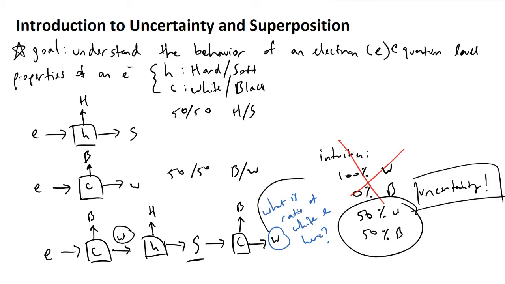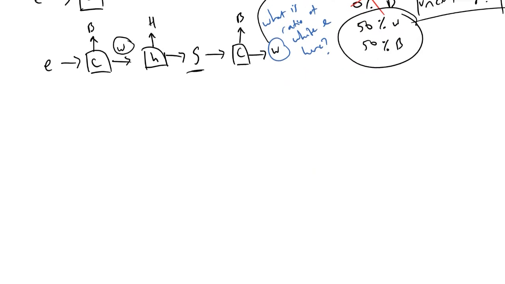And so the uncertainty principle is telling us that basically we cannot know simultaneously the hardness and the color of an electron. We can only know one of them with certainty, and by doing so, we have to let the other property exist in a superposition. And to better understand superposition, we have this diagram here that I will show you.